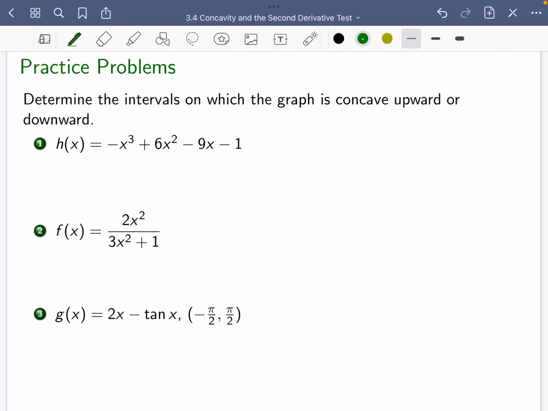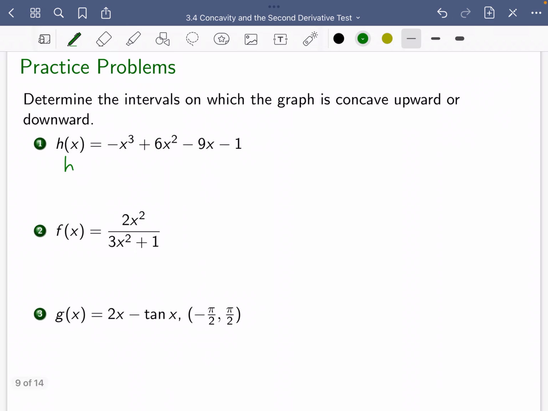In this video, we are going to look at more problems, more examples where we are going to find intervals of concavity. We will start off with a simpler example, and then we'll look at some things that are a little bit trickier. Here we have a polynomial, h of x equals negative x cubed plus 6x squared minus 9x minus 1. To find those intervals of concavity, we'll first observe this function is defined everywhere, so there are no places where it's undefined.